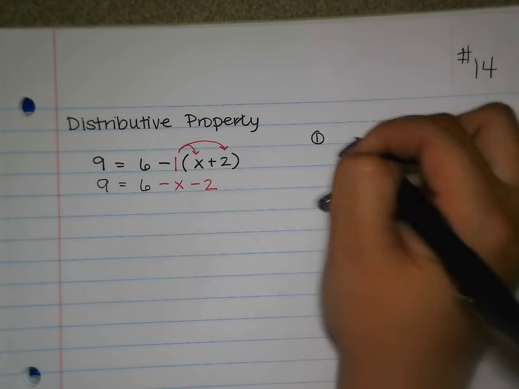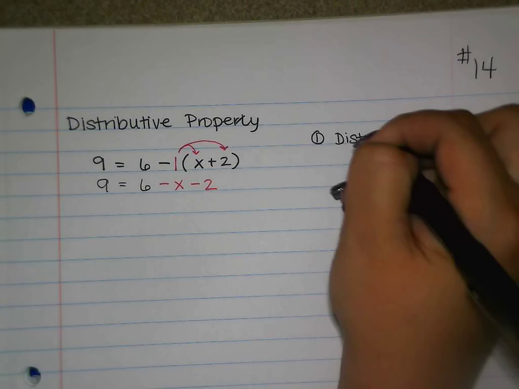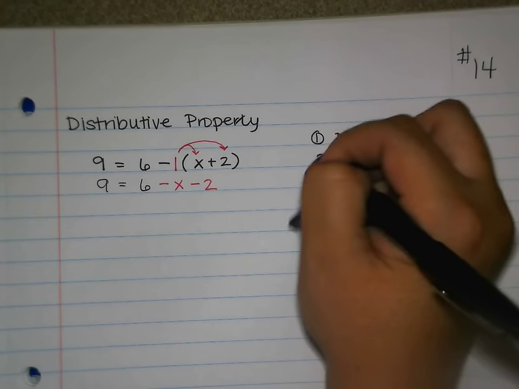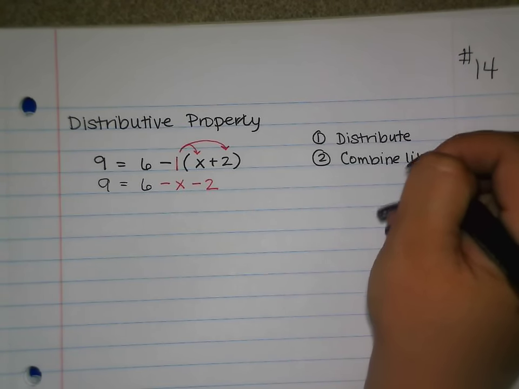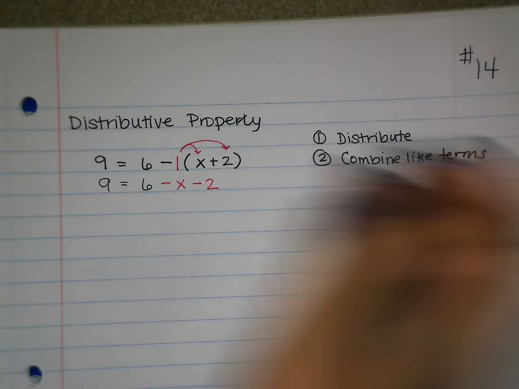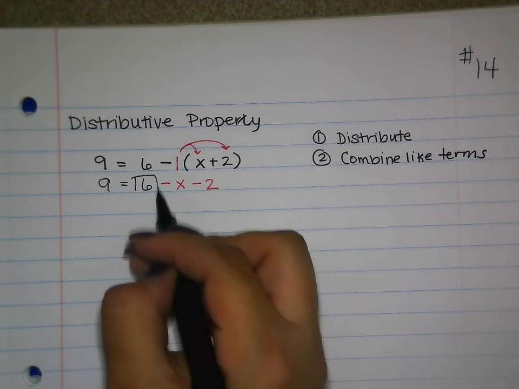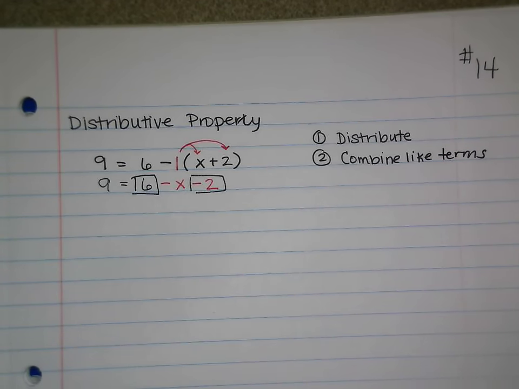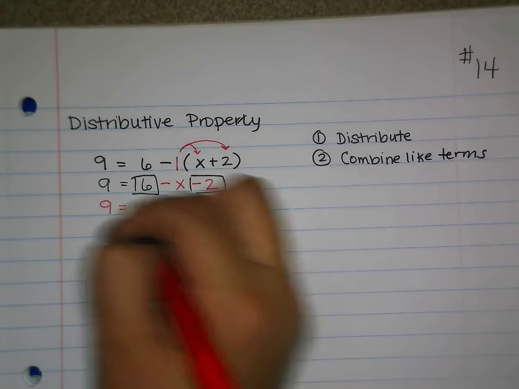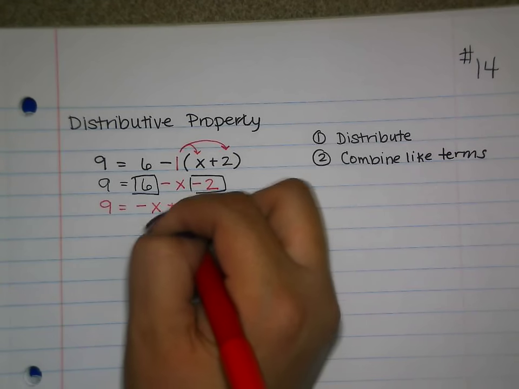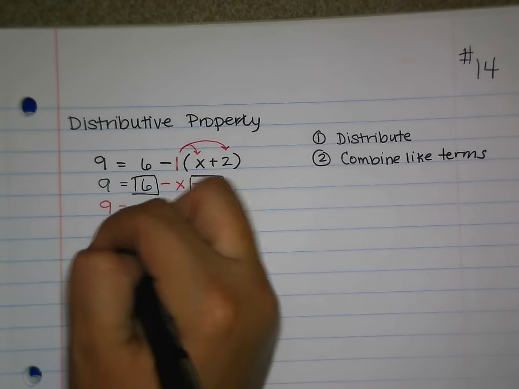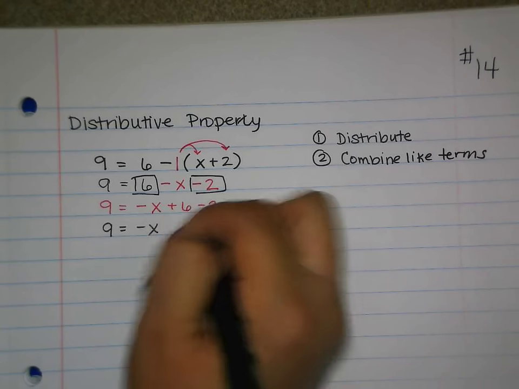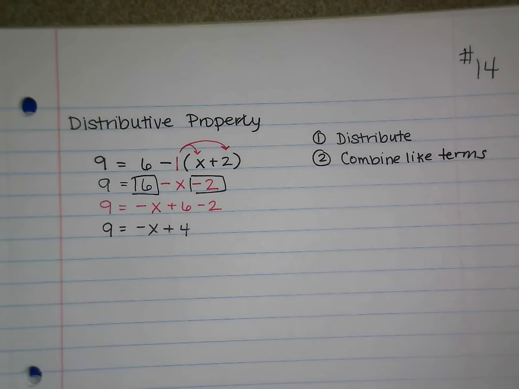So first we distributed, and second we're going to combine like terms. And the like terms here, well, there's only one x, but there are definitely 2 constants, and we can combine them just like we can combine variables. So now we have 9 is equal to negative x plus 6 minus 2, because it's nice to line those up together. When we add those together, we get 9 is equal to negative x plus 4.